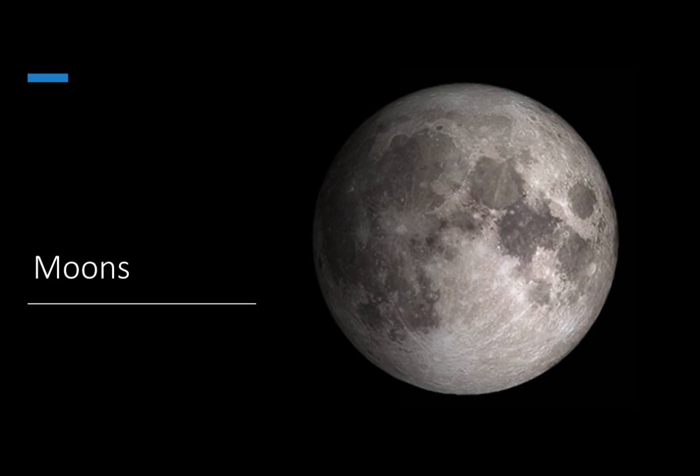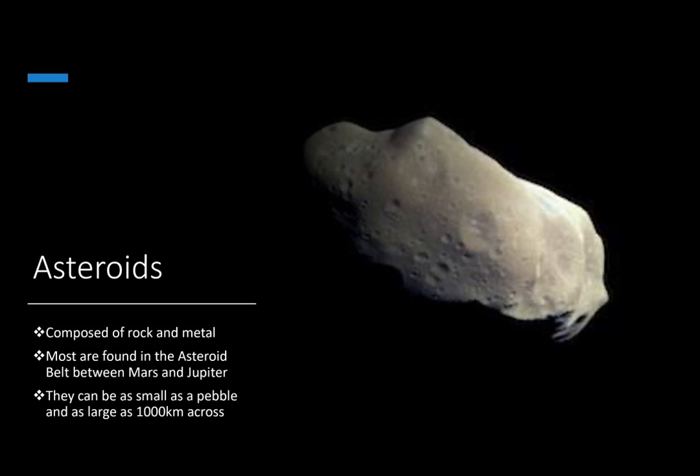So, other celestial bodies that you may find. One, we have moons. Similar to the moon that we see, other planets have moons, and they're orbiting that planet. Asteroids. Asteroids are composed of rock and metal. Most are found in the asteroid belt between Mars and Jupiter. They can be as small as a pebble and as large as 1,000 kilometers across. So they vary in size, and there's a belt of them between Mars and Jupiter.